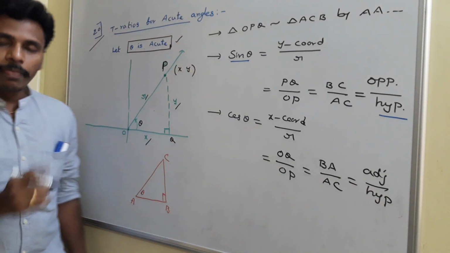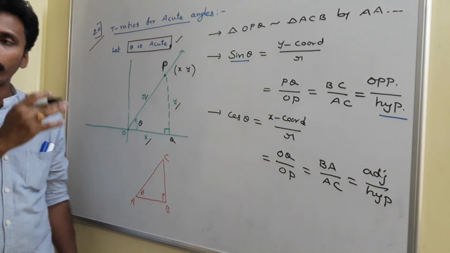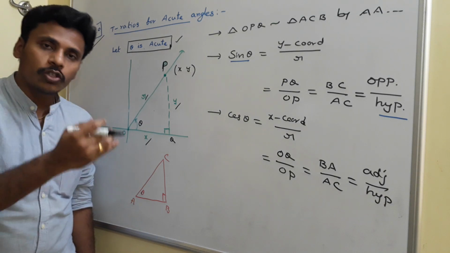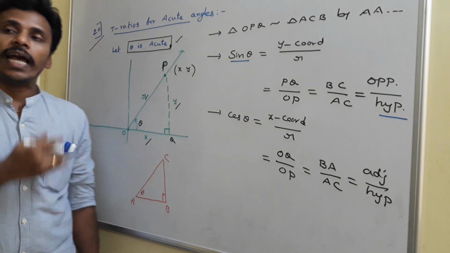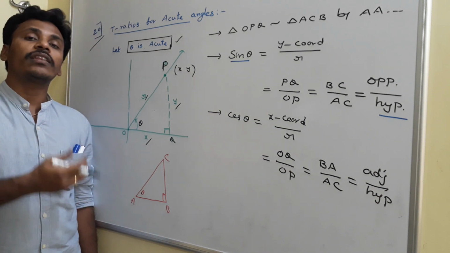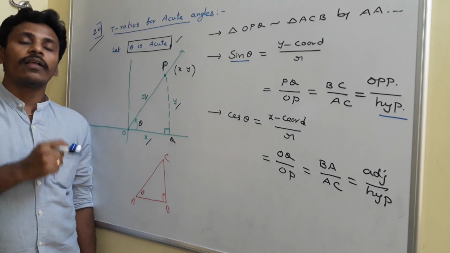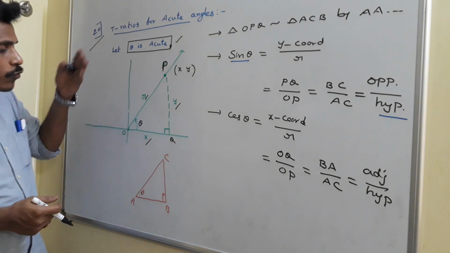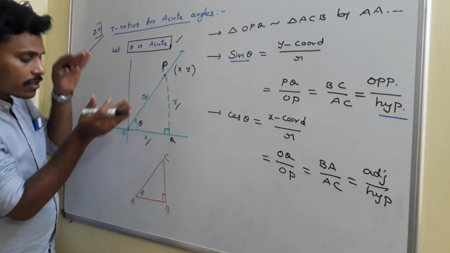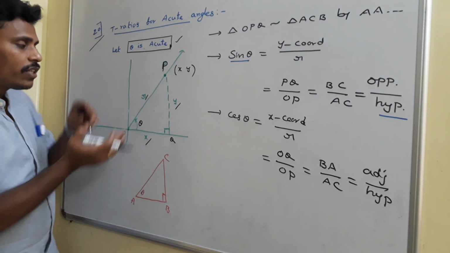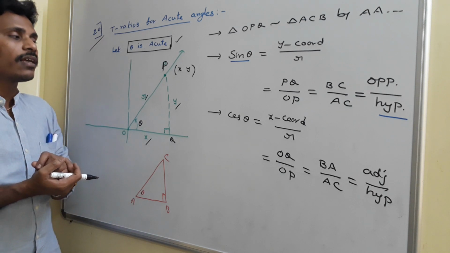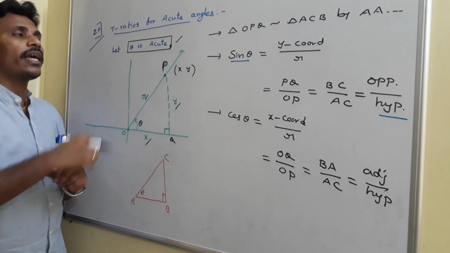The very initial definition of trigonometric ratios is the y coordinate by r value, x coordinate by r value, and tan theta is y coordinate by x coordinate. But later on, if theta is in particular acute, then we transfer the definitions of trigonometric ratios from the coordinate system to a right angle triangle. This transfer from the coordinate system to the right angle triangle is possible only if theta is acute.